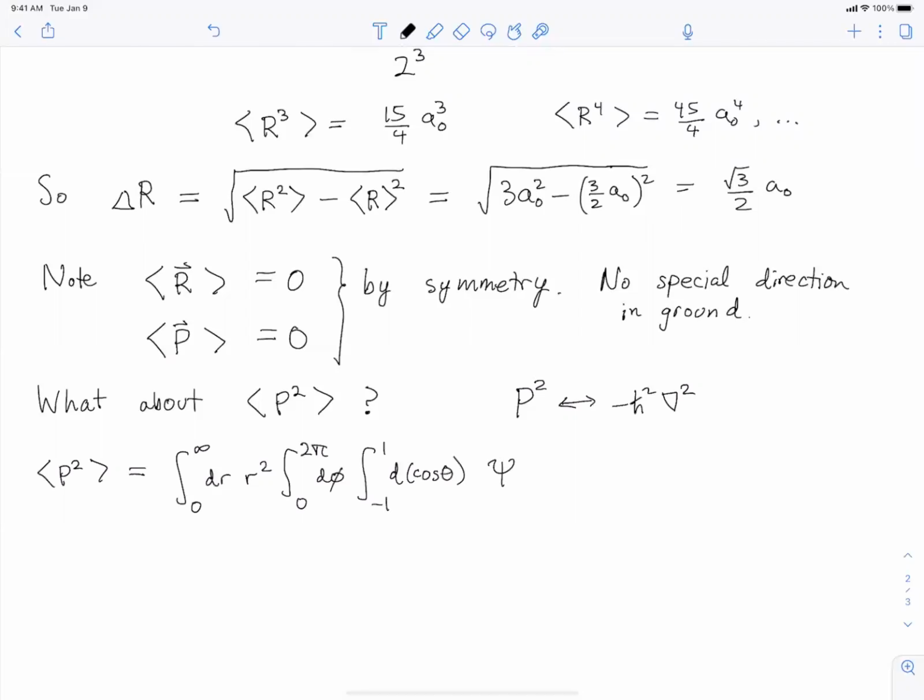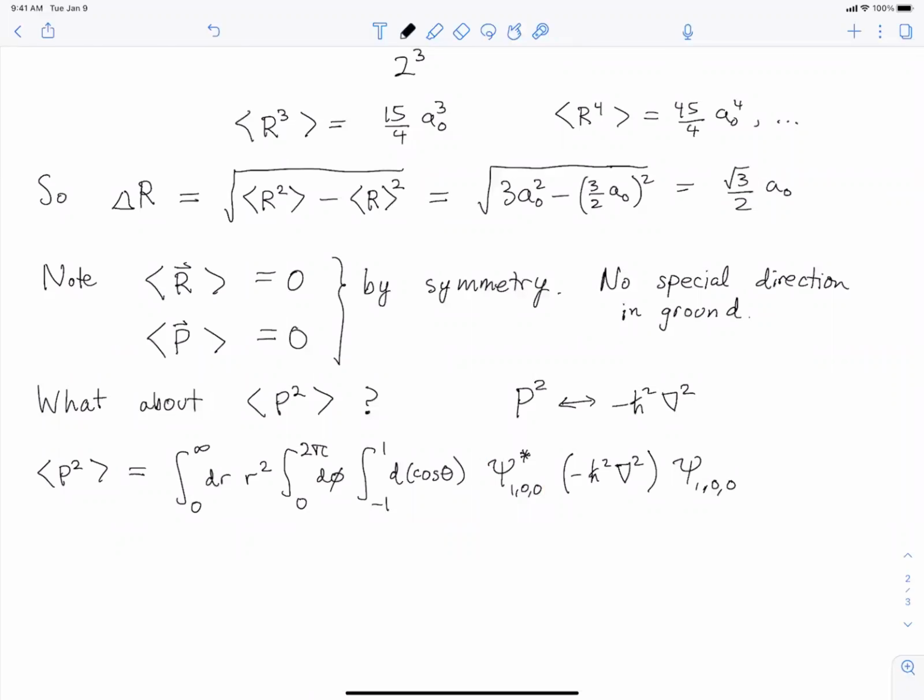And then we have psi 1, 0, 0 complex conjugate. That's the wave function of the ground state. And then our operator, minus h bar squared Laplacian squared, multiplying psi 1, 0, 0. Okay, so notice the operator acts only on the wave function when you're computing this expectation value, not on the wave function complex conjugate that goes on the other side.